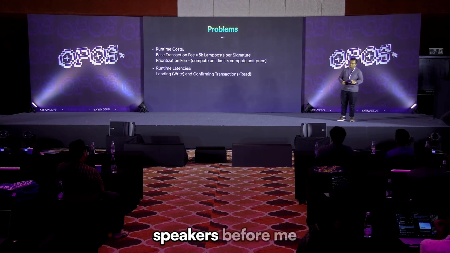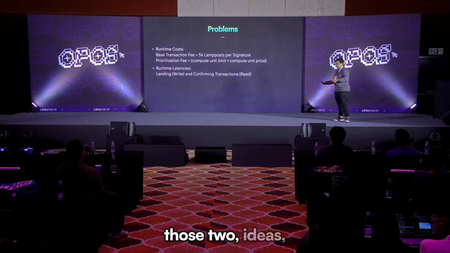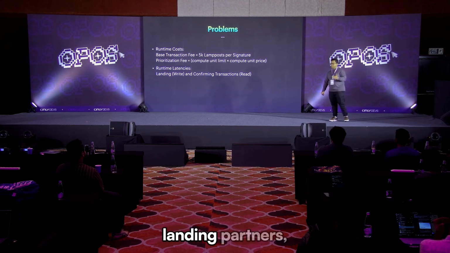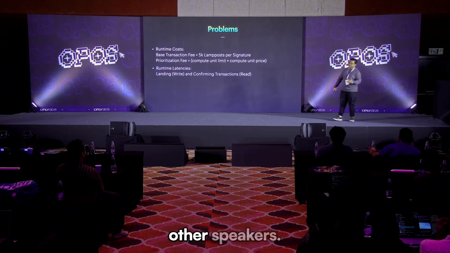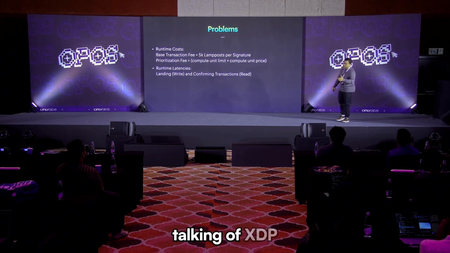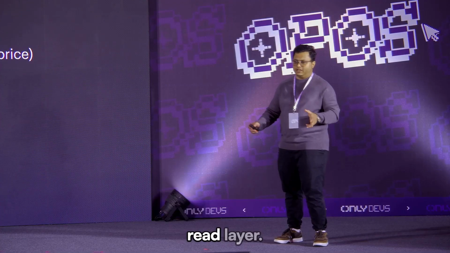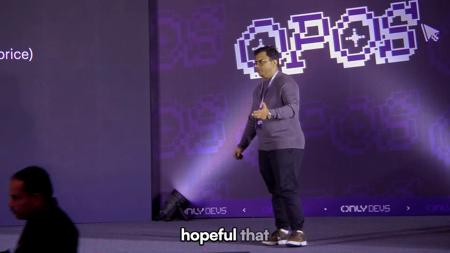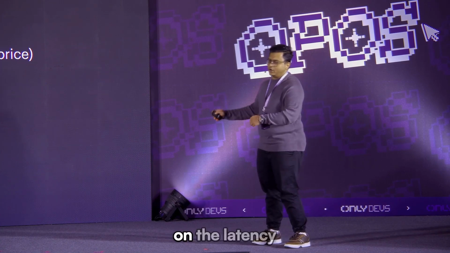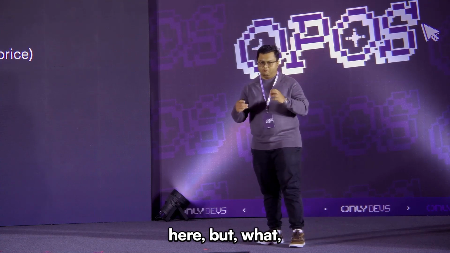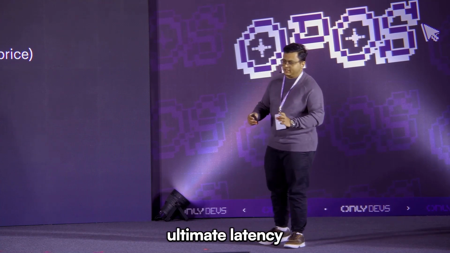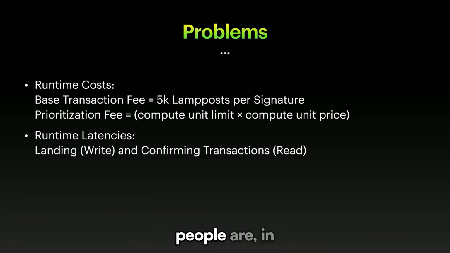Now, a lot of other speakers before me have spoken about those two ideas, including Zoheb from Astralane, one of our transaction landing partners, allowing us to speed up stuff. And the other, I think it was Harsh, talking of XDP and the improvements to the whole read layer. So all of these things coming together, hopefully we'll have a lot of improvements on the latency layer. Not much that app developers can do here, but work out a stack that reduces ultimate latency and catch up to the scale where other people are in terms of running exchanges, right?